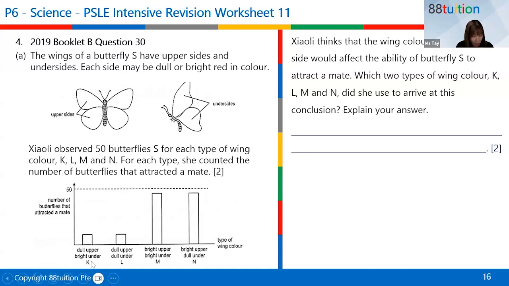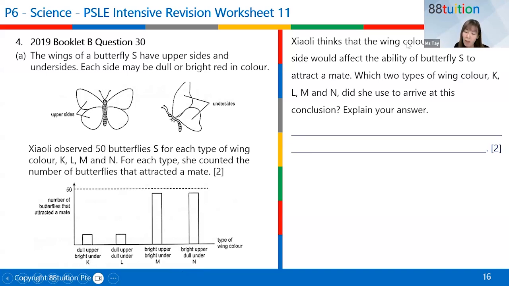So what are they? K is dull upper, bright under. L is dull upper, dull under. So L is like a totally dull looking butterfly. Whereas M is a super good looking, attractive butterfly, right? Because it's very, very bright upper and under. Whereas for N, it is bright on the upper side, dull on the underside. So she counted the number of butterflies that attracted a male based on their colored wings.